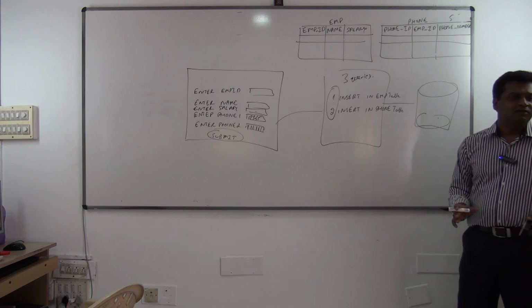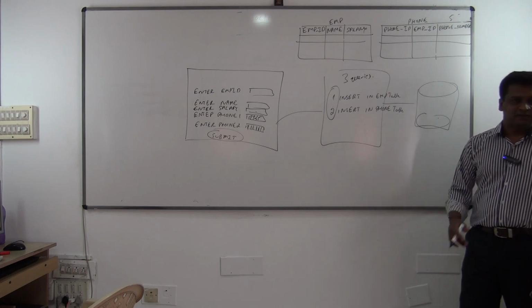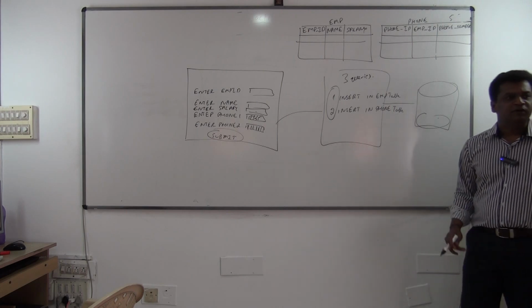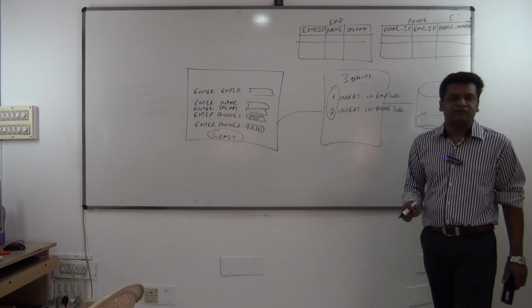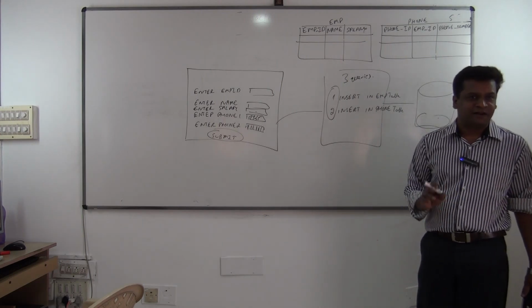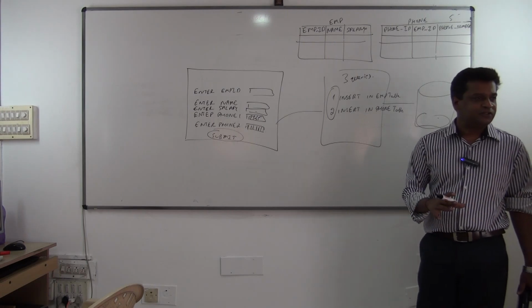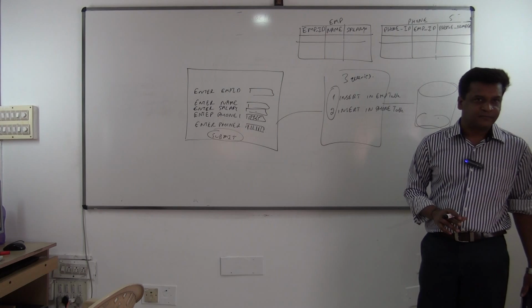So what do I want now? The scenario is: I want all the queries to execute or none of them to execute. It's as simple as that. Don't think of transaction as taking money and giving money. That is not a transaction. Transaction means either all or none. Either all your queries should execute or none of them should execute.